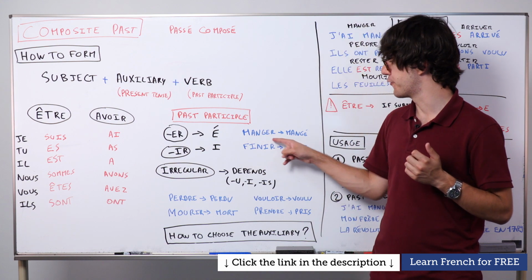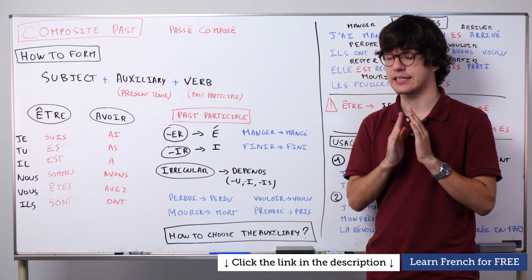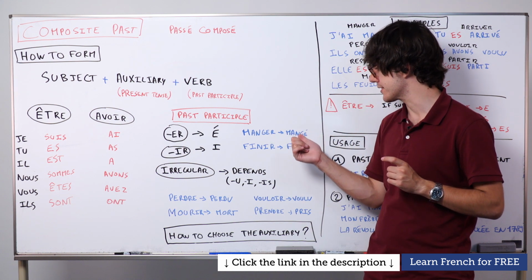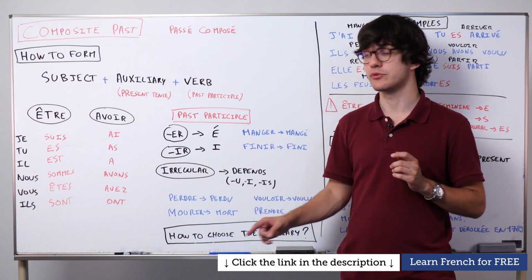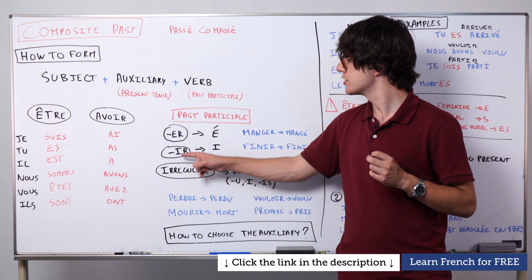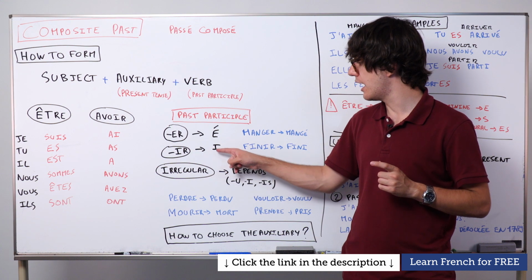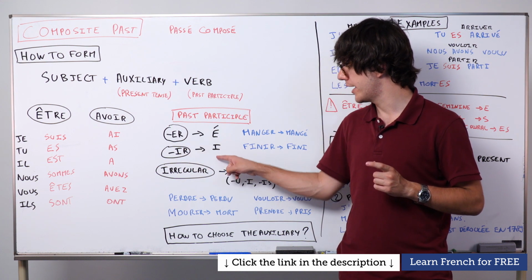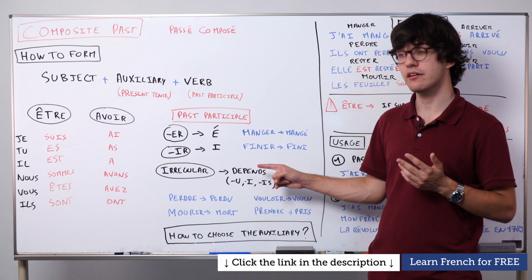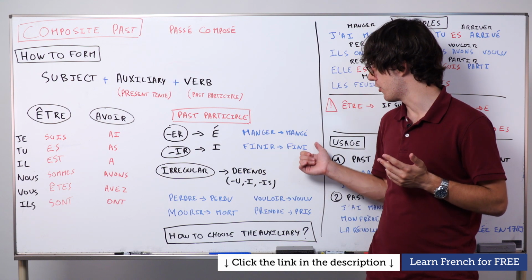So for example, for the verb manger, to eat, manger. Same pronunciation, exactly the same pronunciation, except you get rid of the R and you add the accent. Then for the second group, most of the verbs ending with IR, some of them are irregular. For most of the verbs ending with IR, you just use I. So you get rid of the R and you get the I. For example, to finish, finir, fini. So really simple. You get rid of the R.